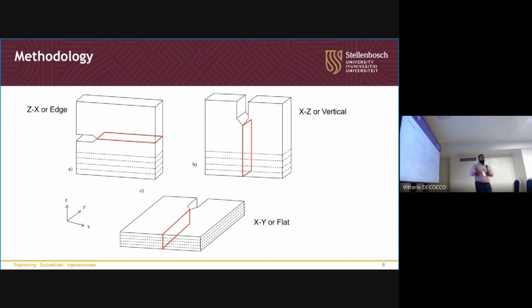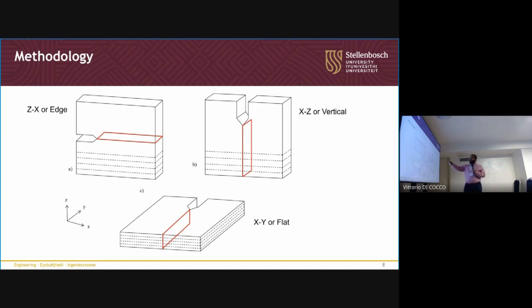What I did was 3D print some compact tension specimens in three different build orientations. The coordinates, ZX, just mean Z is perpendicular to the crack plane, and X is the direction of the crack itself. In other literature, they refer to this as vertical and flat. I'll just keep these pictures up as I go through.